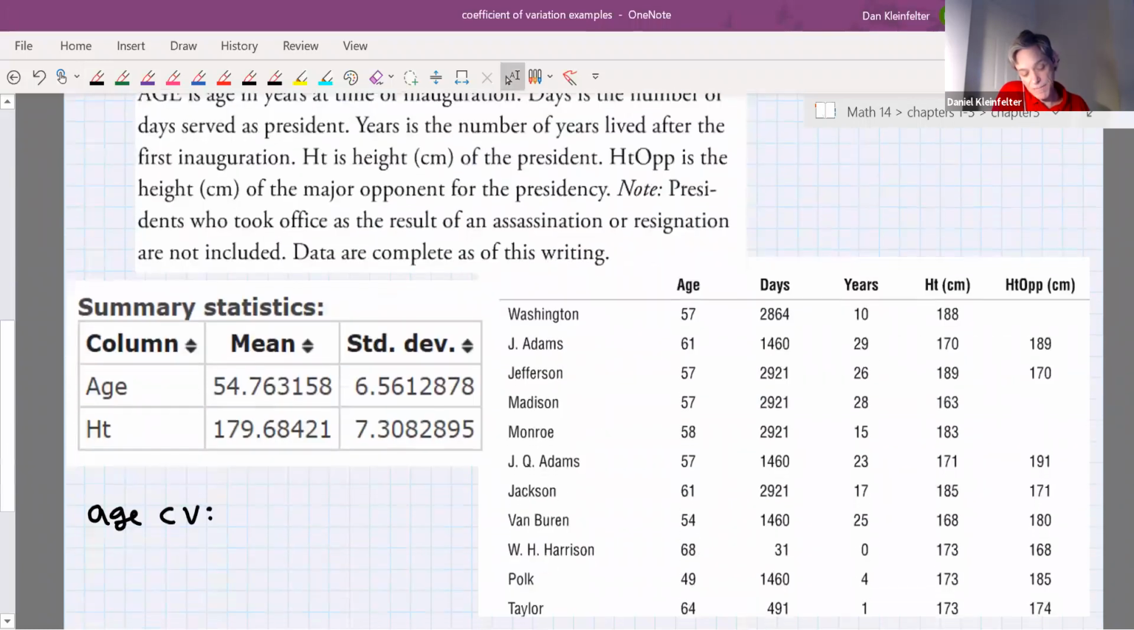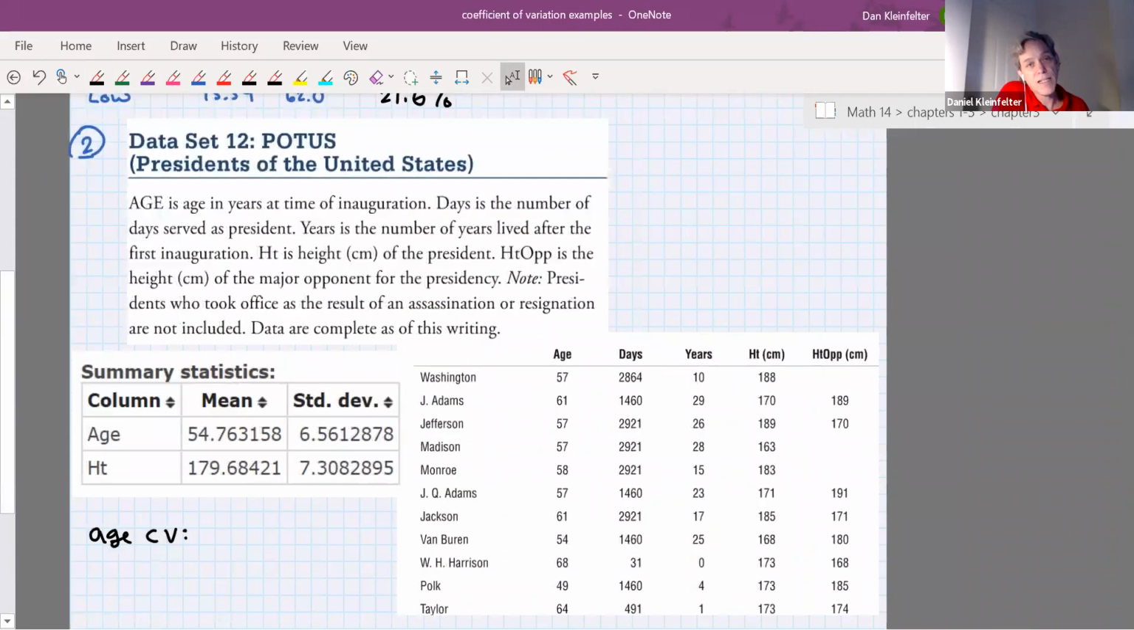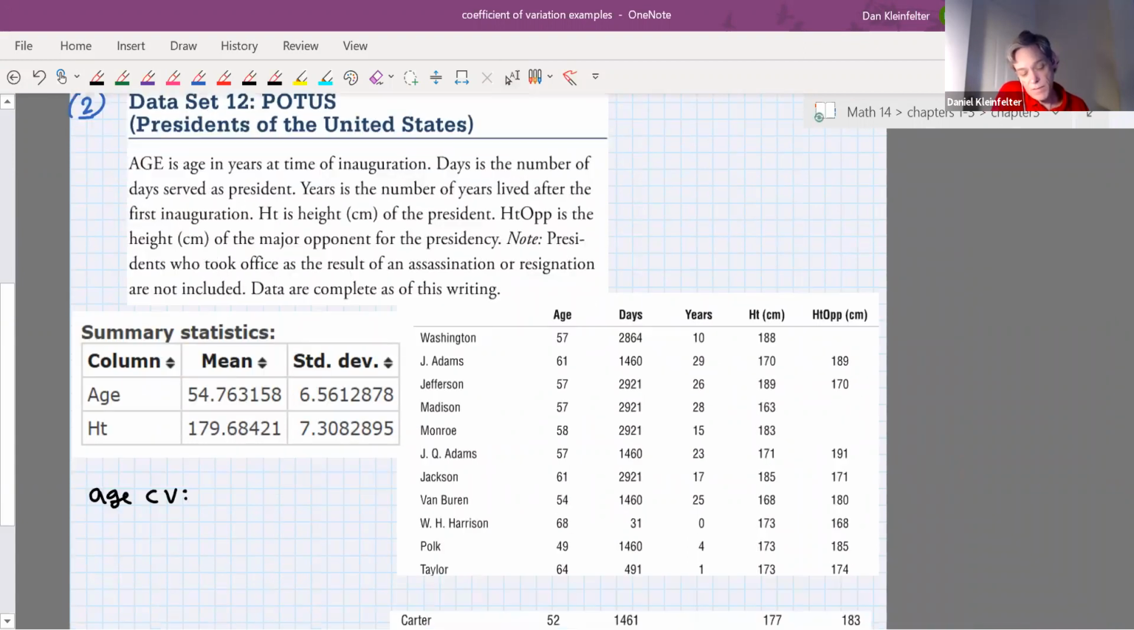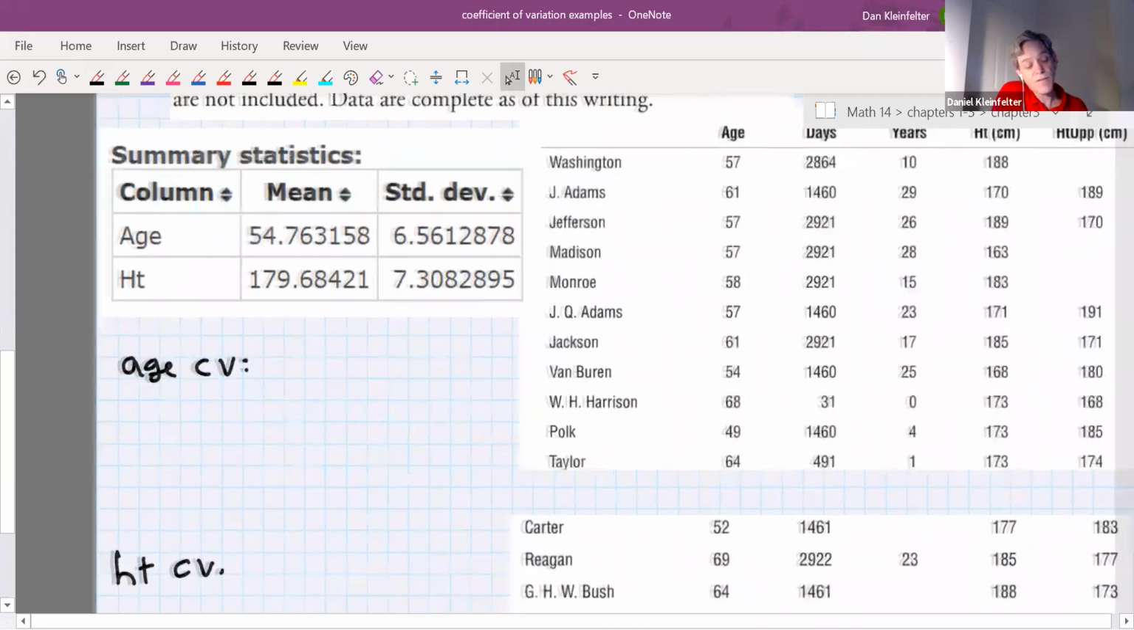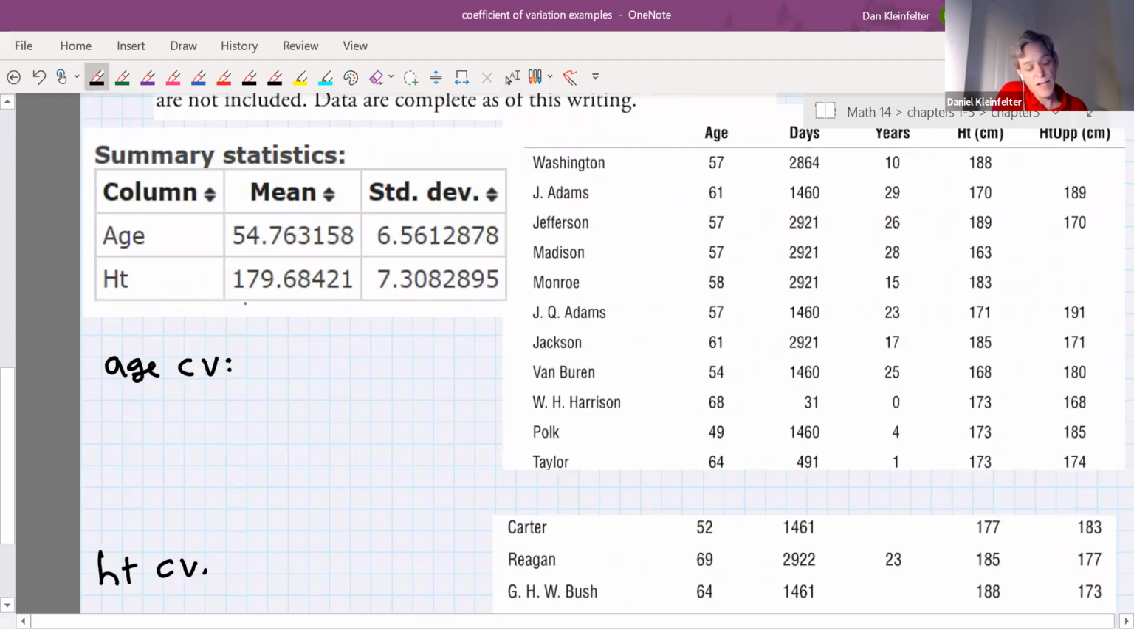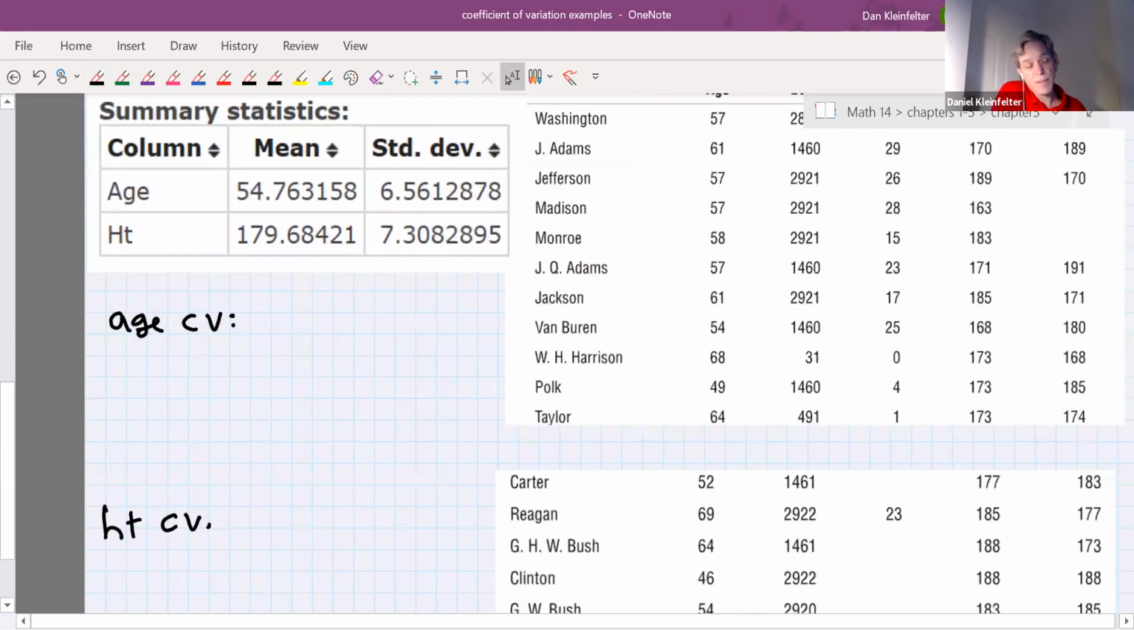All right, last example. This is our Presidents of the United States data set. It keeps track of the name, age at inauguration, days in office, years in office, height, and height of their opponent, both in centimeters. I've taken just the data for their age and their heights, and we've got the means and standard deviations for both. So take a minute to pause the video and calculate the two coefficients of variation. Before you do that, use your common sense to predict which one you think is going to be higher, and we're going to see how that comes out.